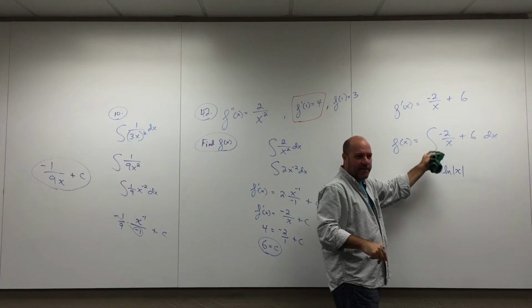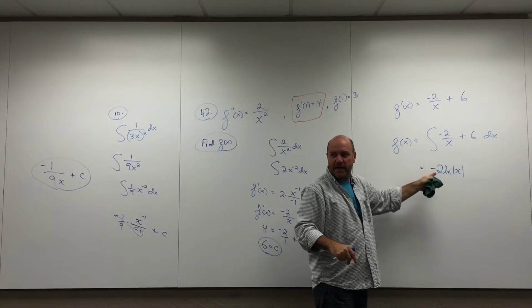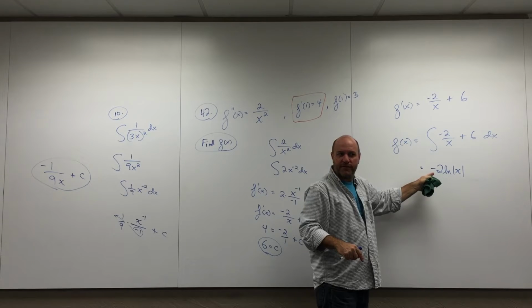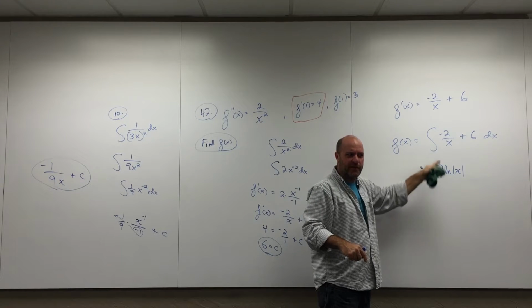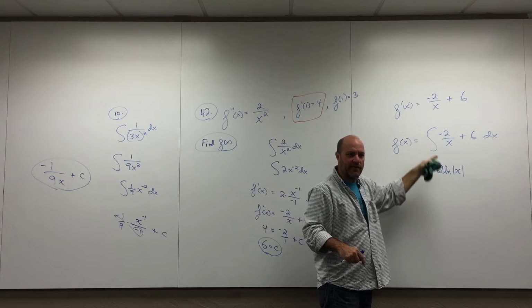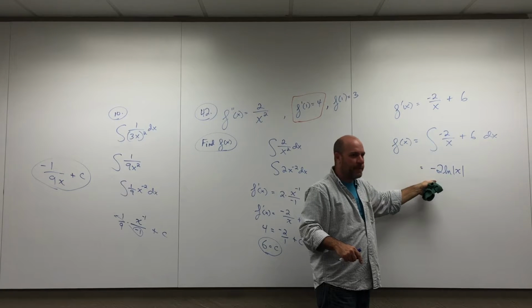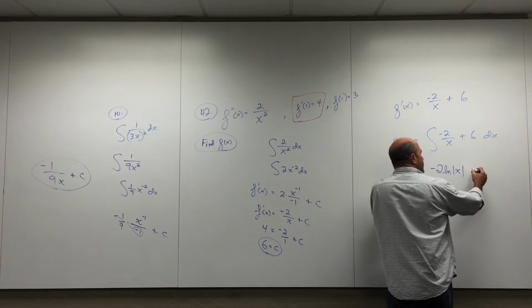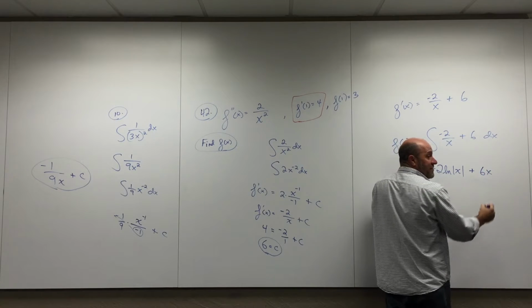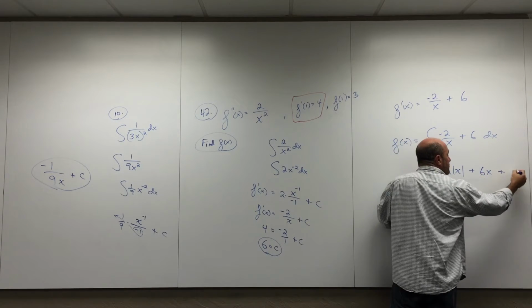Yeah. Now that might feel like that's coming out of thin air, but it's not out of thin air. If you remember, his derivative was this, so his antiderivative is this. What about the 6? How do you integrate the 6? 6x. Thank you very much. That's how you integrate a 6. And then a plus C.